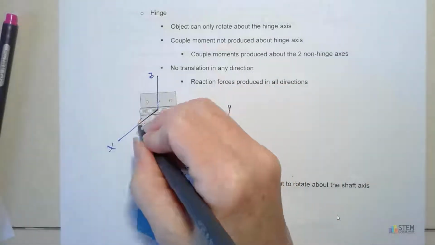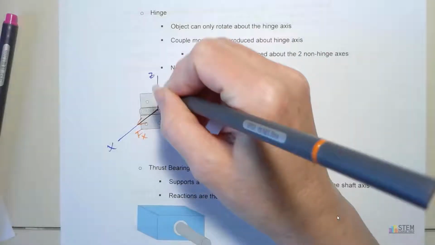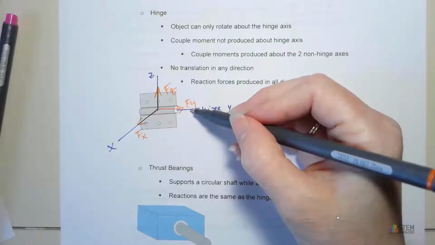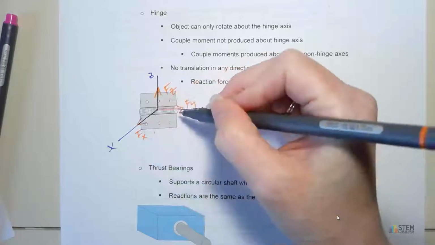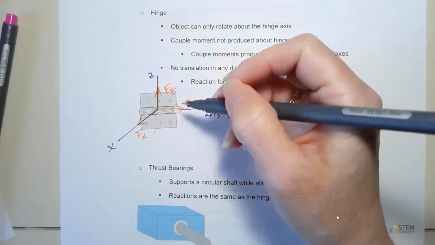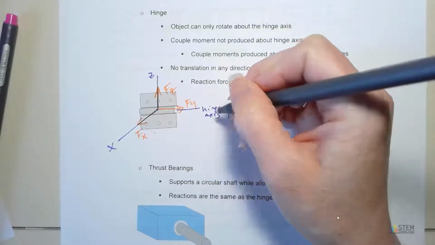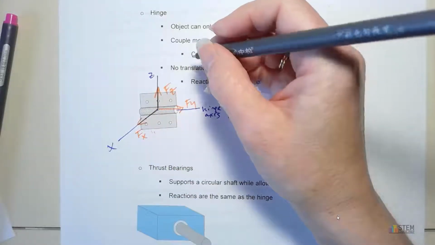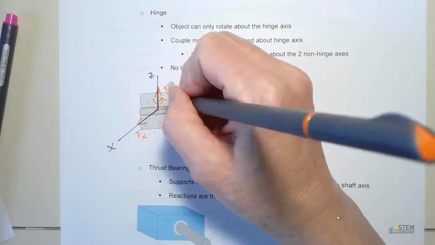So we've got forces in each of the directions. Those are your reaction forces. They prevent the translation. And then the only rotation you get is going to be about this hinge axis, right? Because we can rotate this way, but we can't rotate this way, right? You can't rotate about this axis either. So the only axis you can rotate about is this hinge axis. So keeping that in mind, that means we're going to have couple moments produced about the other two axes. And those will prevent the rotation about those axes.